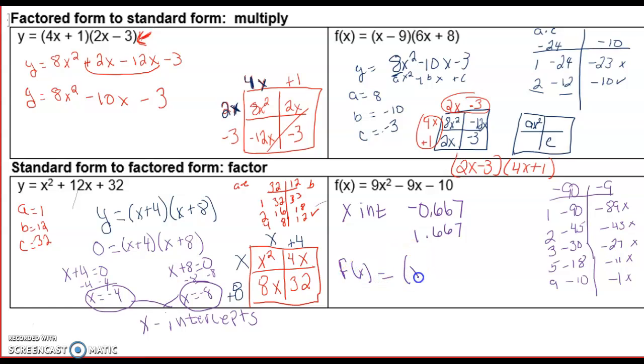equals x, and then the opposite of this x-intercept. So instead of negative, he's positive. And then times the opposite of this. Ta-da! And now we're right back where we were to the factored form. So that's your factored form. That's how you factor that. Okie doke?